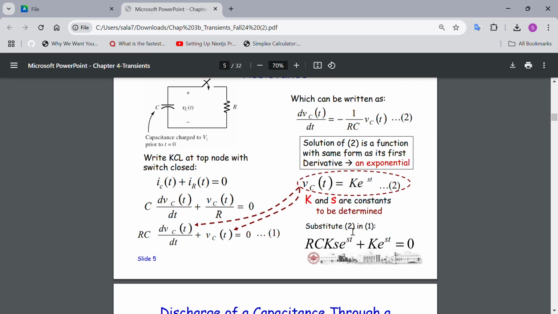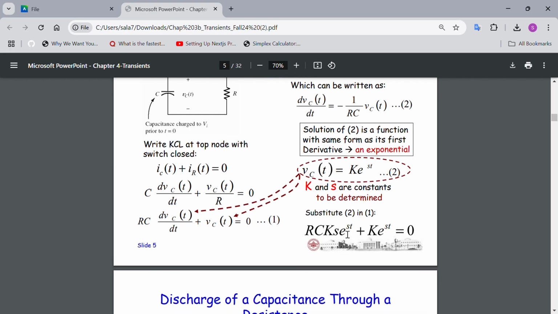And so if we substitute equation 2 into equation 1, that is, substitute k e to the st into the original equation, we take the derivative, and we have RC times the derivative of k e to the st, which is just ks e to the st, just multiplying s by the whole thing. Then we add it to vC, which is k e to the st, and this gives us a function that we can solve for.